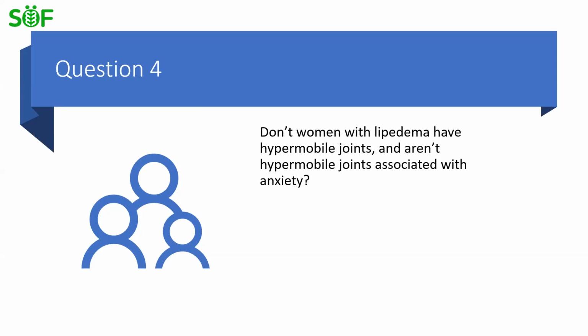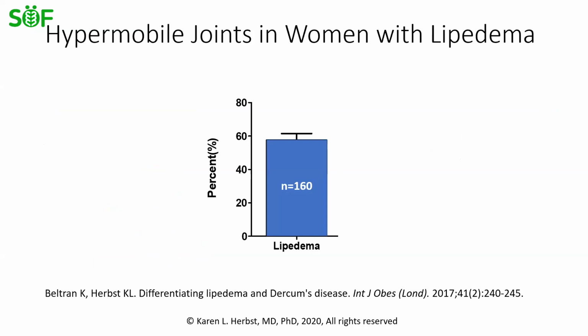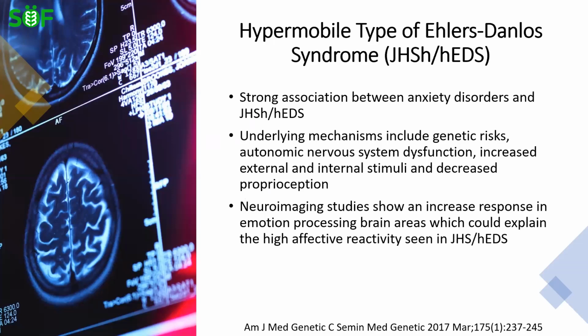It's something that I didn't know about when I first learned about Ehlers-Danlos syndrome, which is one form of hypermobile joints. But there is a very strong association between hypermobility and anxiety. And we know that about 50% of women with lipedema in the U.S. have hypermobile joints. And I know that it's about the same in Germany. I don't know what it is in Sweden. And we do know that hypermobile type of Ehlers-Danlos syndrome is strongly associated with anxiety disorders. And they think that there are genetic risks that cause people with Ehlers-Danlos syndrome to develop anxiety.